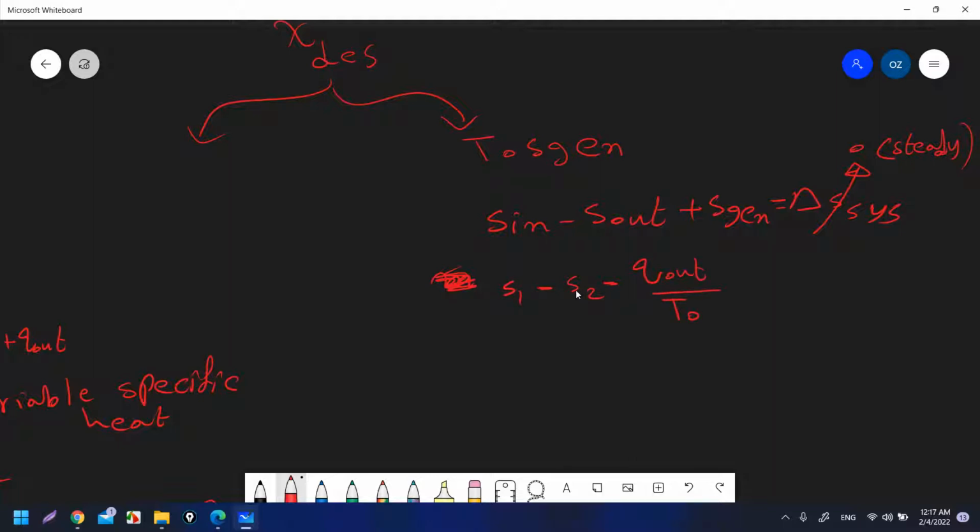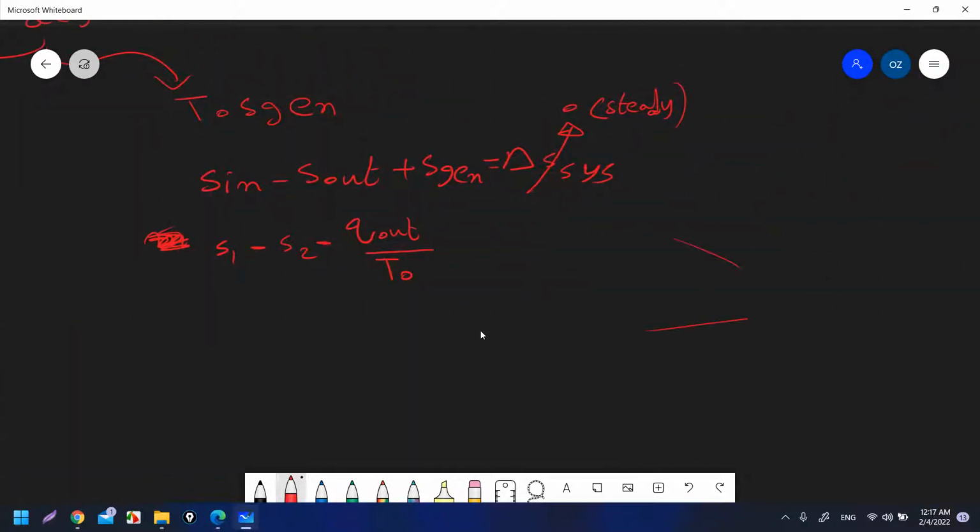It's the surrounding temperature. You have the nozzle, a Q out, that is the system. After the system you have the immediate surrounding, and the temperature will be decreased from the exit of the turbine until it reaches the environment.